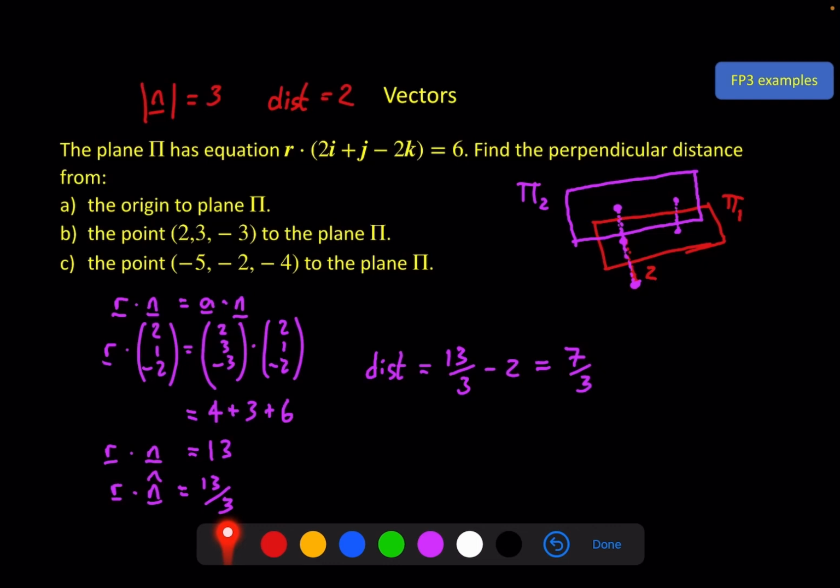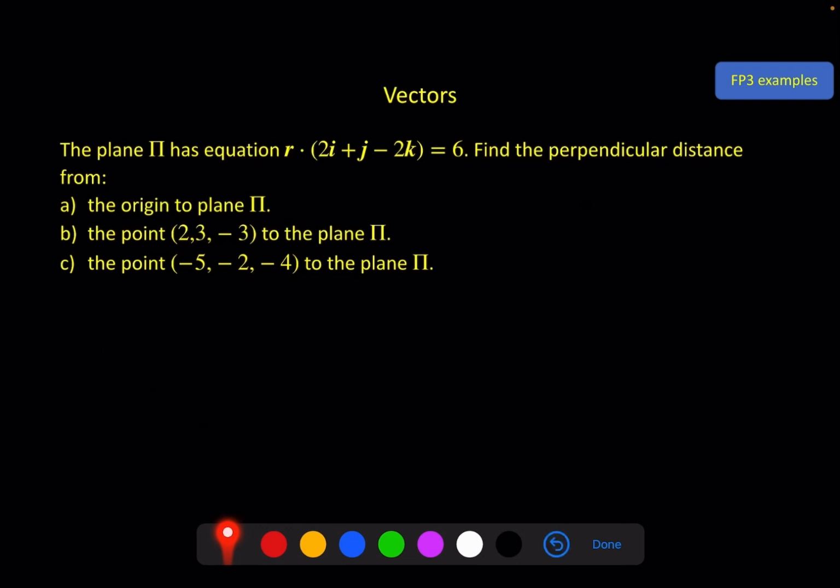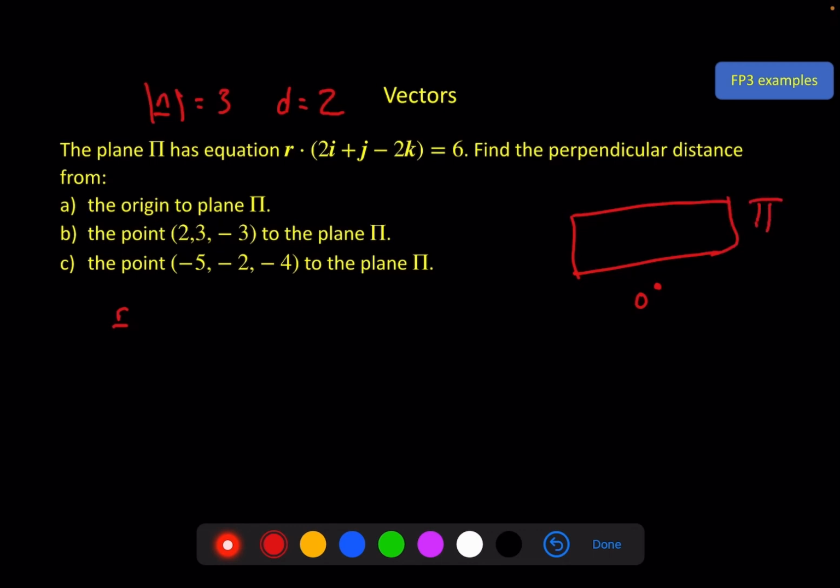Okay, the third one, same idea. Minus 5, minus 2, minus 4. Now there's a reason I'm doing this one as well. It's not exactly the same as part B. Same idea though. So we've got the same normal, same magnitude of the normal. The original distance was 2. Let's say the origin there, pi 1 here. I'm going to call this one pi 3.